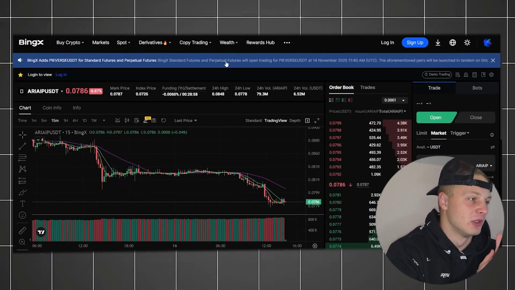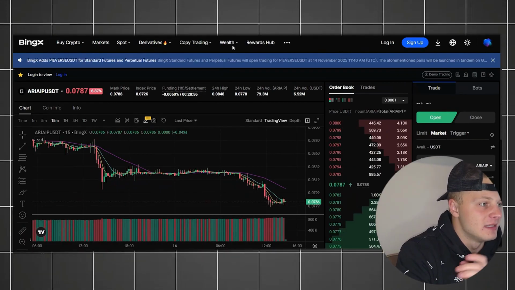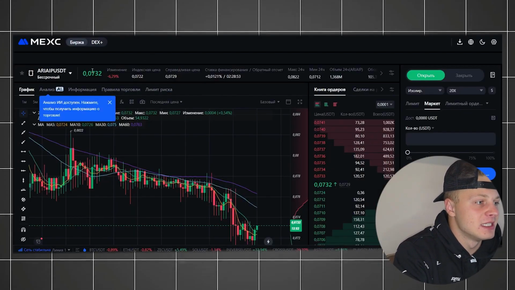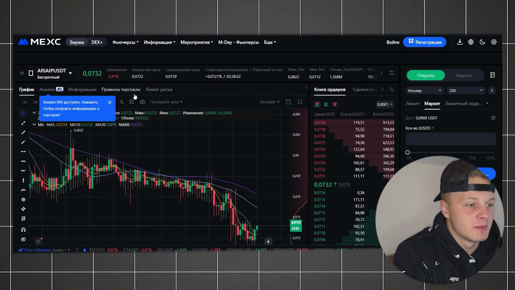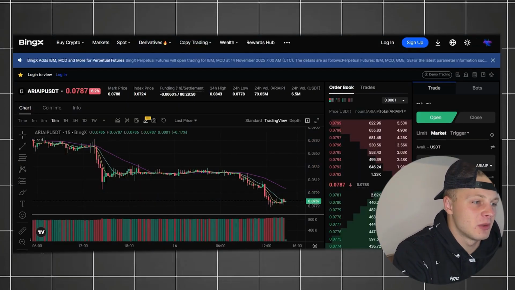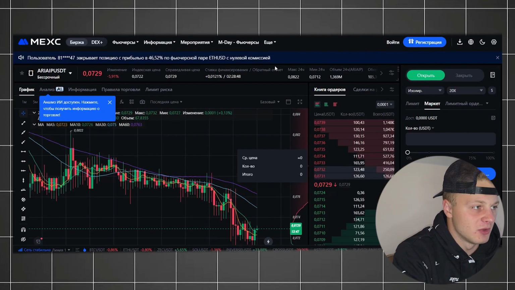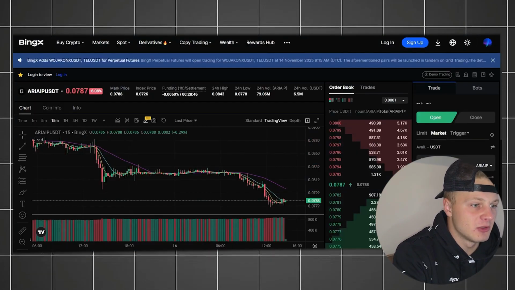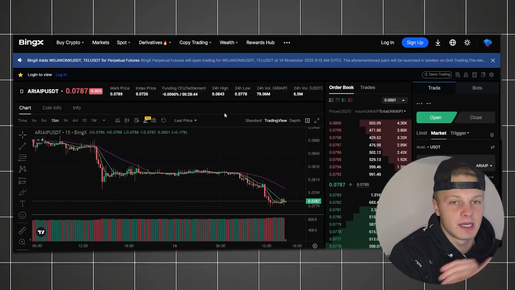On BingX, the token is more expensive, 78.7 cents. Next, we look at MEXC, and here it's 73.2 cents. So we have a price difference, just like the Arbitrage Scanner showed us. Where the token is cheaper on MEXC, we go long, and on BingX, where the token is more expensive, we go short. And that's the inefficiency.